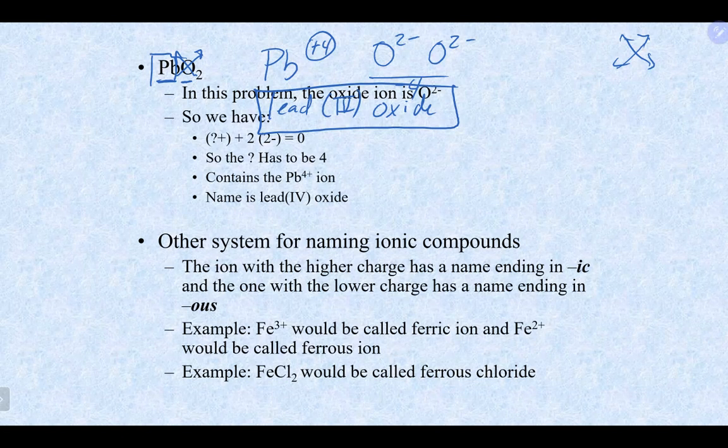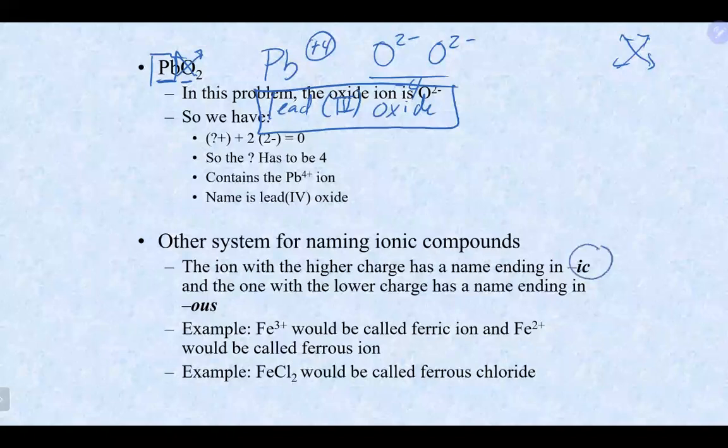But just in case you see it pop up somewhere, it's probably going to be a historical type name. If it ends in -ic, it will be the larger positive charge, and if it ends in -ous, it'll be the smaller positive charge. Like cupric would be +2 for copper, and cuprous would be the +1 for copper. But here we'll strictly use Roman numerals for everything that you name.